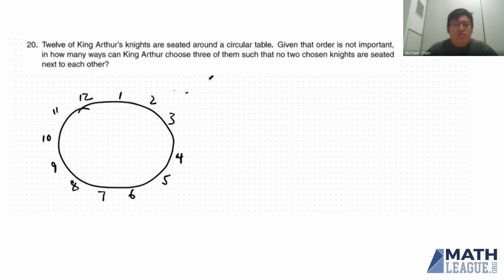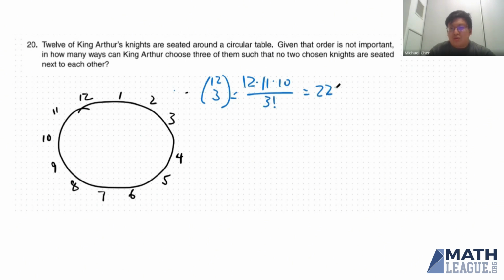So if there were no restrictions, the number of ways in which this could be done is 12 choose 3, which is 12 times 11 times 10, all over 3 factorial, which is 6. And that gives us 220. So that means our answer cannot be more than 220.